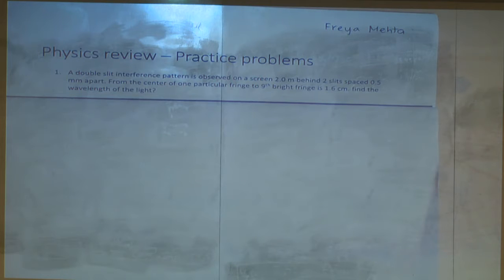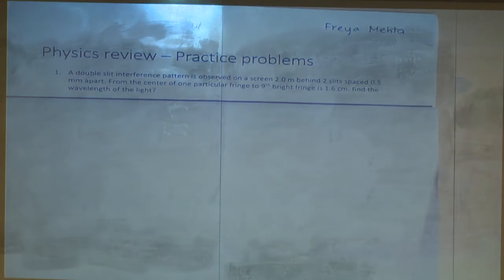I am starting off with chapter 17, which is wave optics, I believe. The very first question talks about Young's double slit experiment that I'm sure you guys have heard about in class. A double slit interference pattern is observed on a screen that is 2 meters behind two slits spaced 0.5 millimeters apart. From the center of one particular fringe to the ninth bright fringe is 1.6 centimeters. We're going to have to find the wavelength of the light.